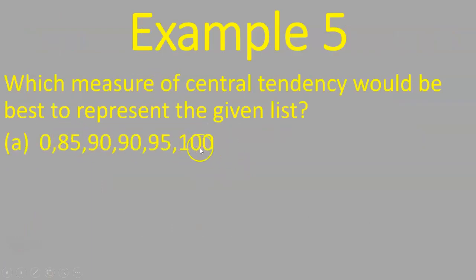Okay, here this may be somebody's test, and it looks like they didn't take one, so the mean would be influenced pretty significantly by that 0. So we're going to take the median here. The median would be a better representative. The median would be 90. It would better represent what this person is capable of.